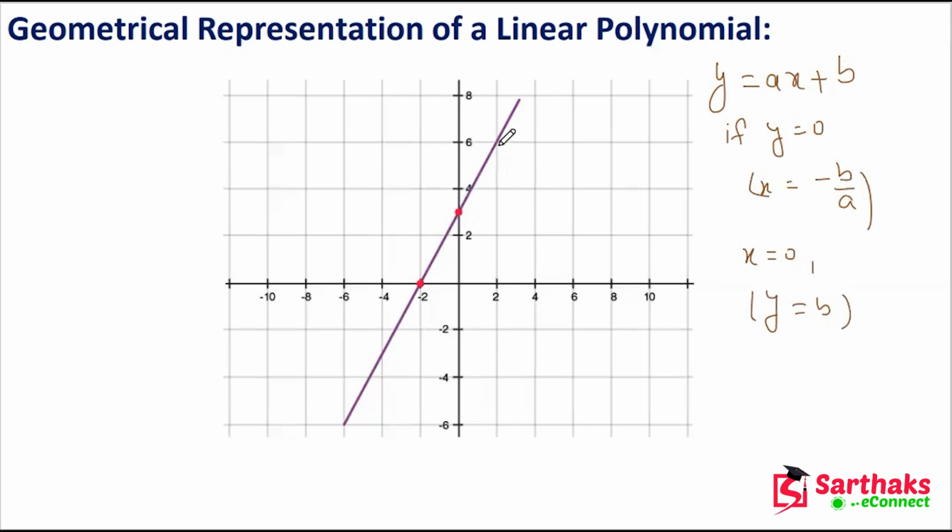Okay, let's suppose this is the equation y is equal to ax plus b. Here x is 0, then this is point b, so we can write it as 0 comma b. Here y is 0, so we can write minus b upon a comma 0. Okay, so I hope you get this point. Now let's move on.